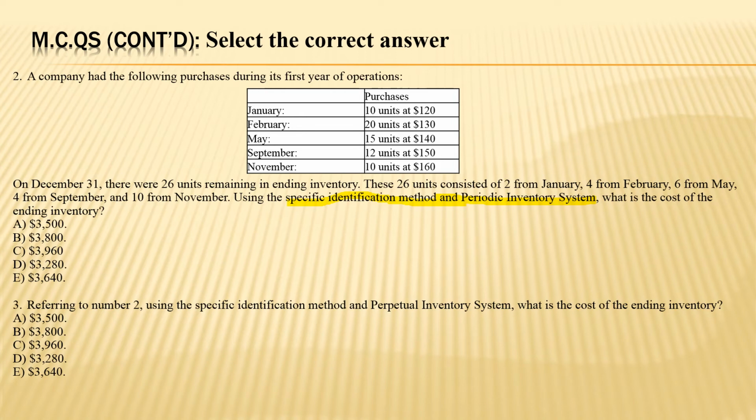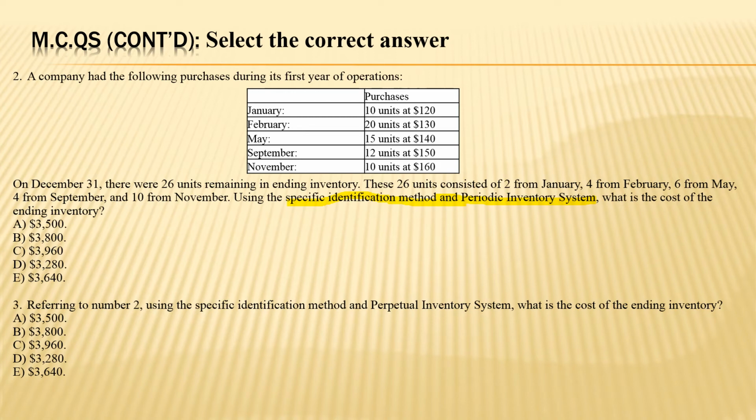Also, as we said before, for the specific identification method, I should have some info or some data related to either the cost of ending inventory or the cost of goods sold in order to be able to calculate this cost. So here I have information regarding the cost of ending inventory, and it's required from me to calculate this cost.